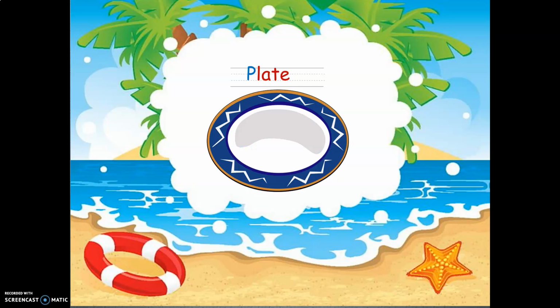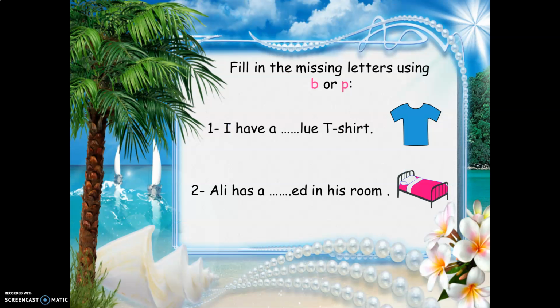Okay, girls? Now, fill in the missing letters using B or P. You should use either B or P. Number one, I have a blue t-shirt. So, the missing letter is B.